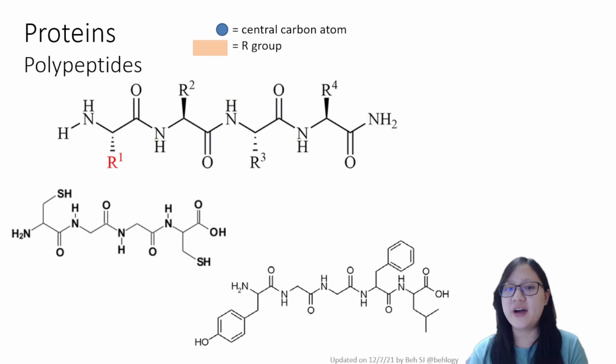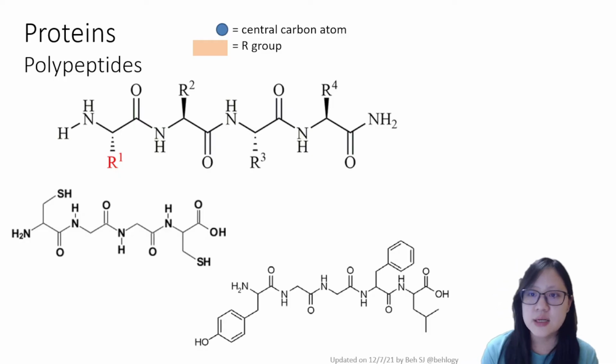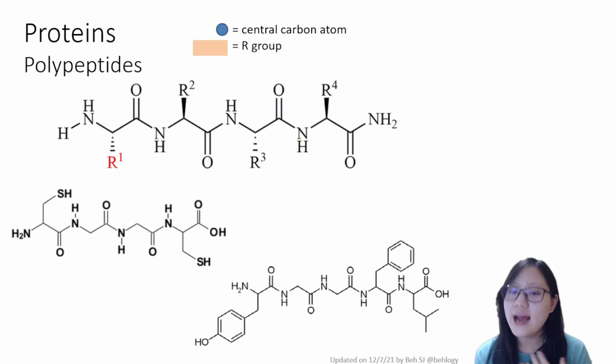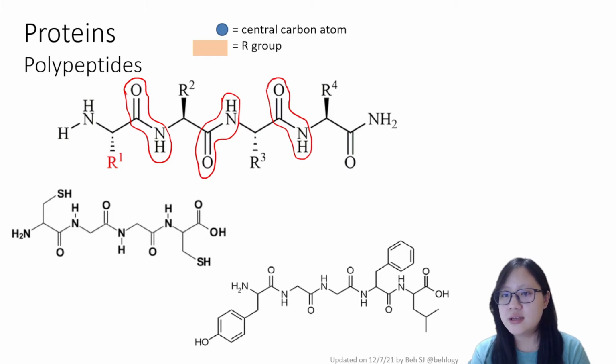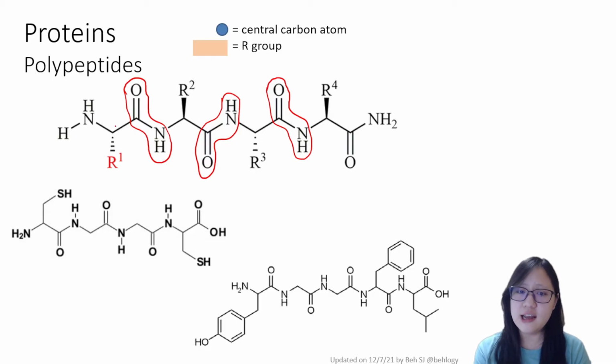Now, how do you find the central carbon atom and the R group? What I like to do is to look for the peptide bond. So the peptide bond always occurs between the carboxylic acid group and the amine group, right? So it has this C double bond O, N-H kind of structure. So this is 1, this is 2, this is 3. Okay, this is the peptide bond. And in between these bonds is definitely the central carbon.